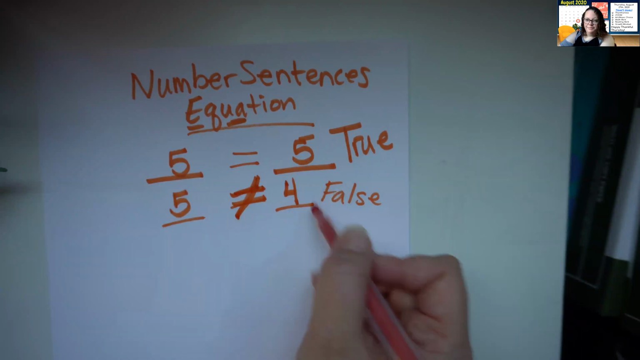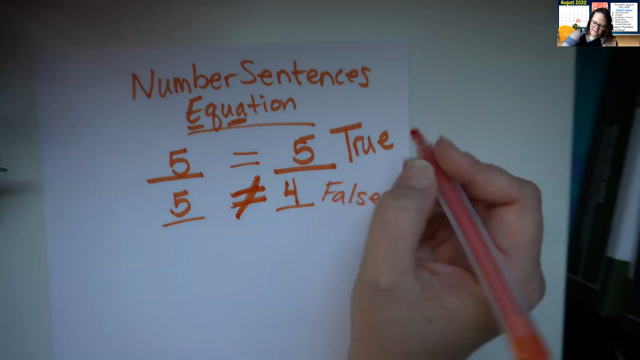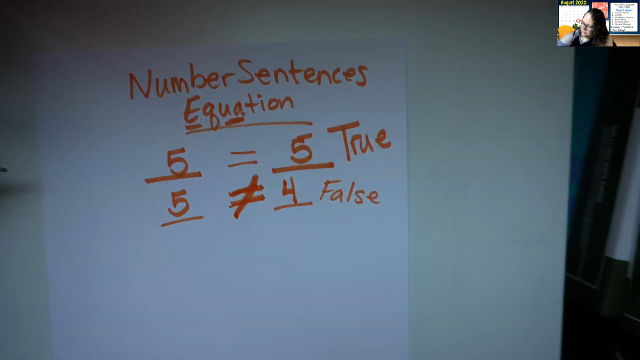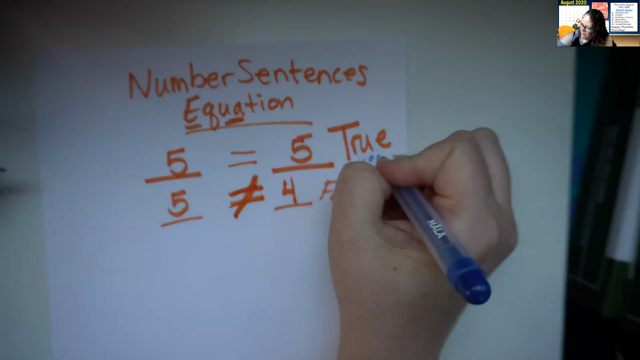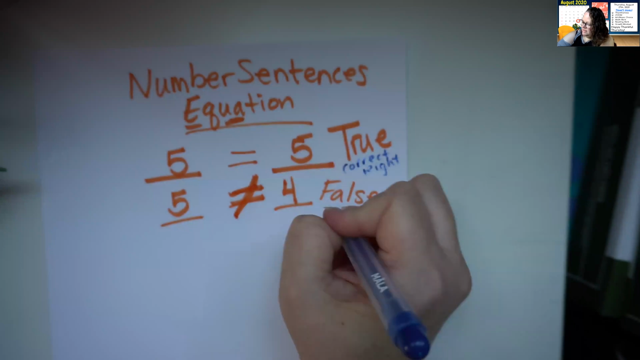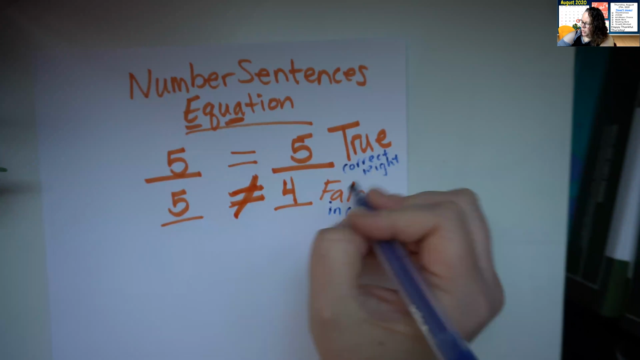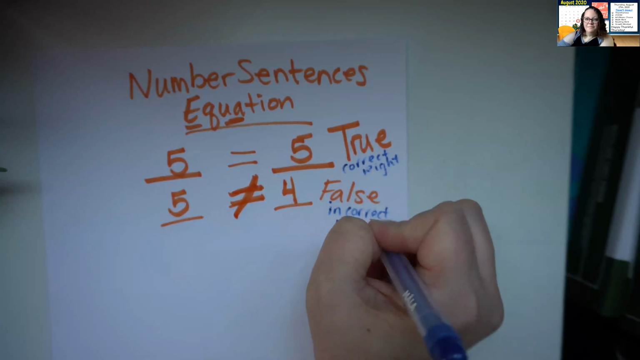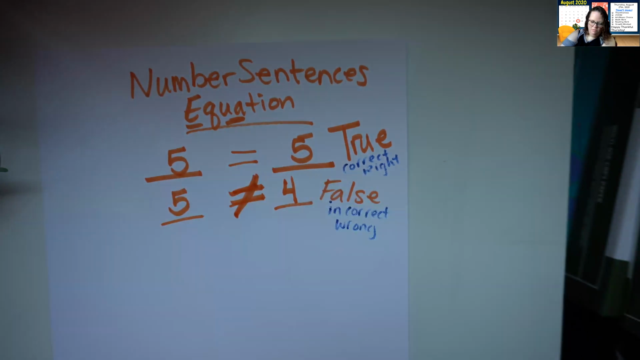It's not true, right? So true means correct or right. False means incorrect, which we said incorrect meant not correct or wrong, right? So then we practiced with some statements of our own.